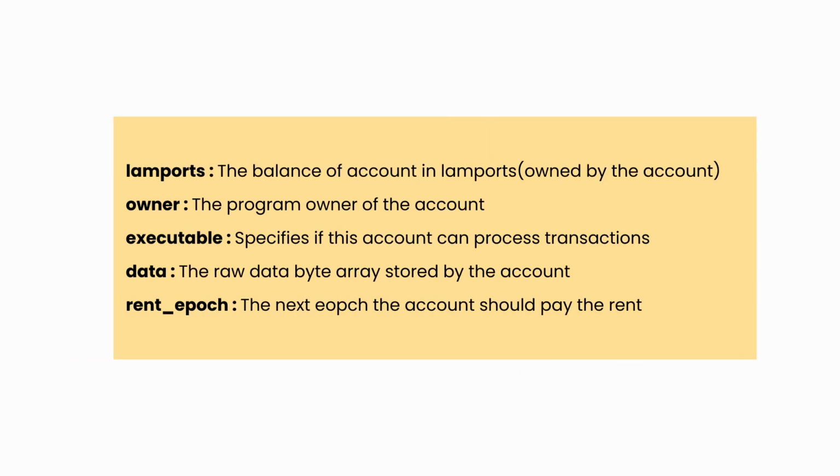Each account contains the following information in it. The first one is lamports, the balance of the account in lamports. The second one is owner, which will be the program owner of the account. The third one is executable, which specifies if the account can process transactions or is just there to store data. The next one is data. It's the raw data byte array stored by the account. And the last one is rent epoch. It is the next epoch the account should pay the rent. It may be a little bit confusing for you at this time, but that's the way Solana works.